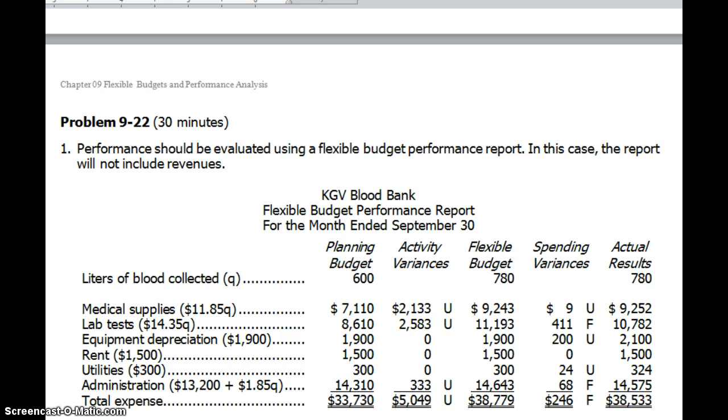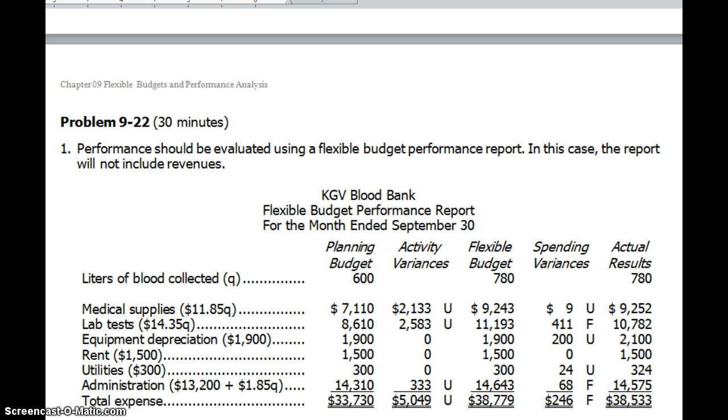And you see the planning budget where they planned to have 600 liters of blood collected, and in actuality they collected 780 liters of blood. And then they see the unfavorable variances. The director of the blood bank was unhappy with the report, claiming his costs were higher than expected due to the emergency on the neighboring islands. He pointed out that additional costs have been fully covered by payments from some of the recipients, and he went ahead and gave us some cost formulas as to how some of those numbers were derived.